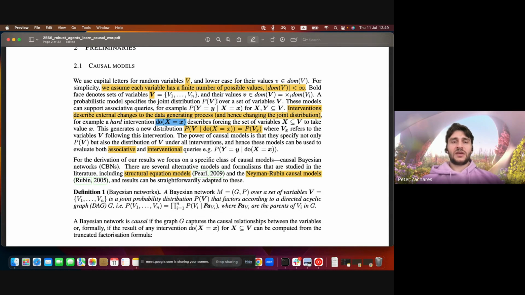And say your causal model is a combination of a joint distribution over these variables, and then a graph G. We'll get into the graph in a second, but what they say is these models can support associative queries, which are just conditional queries. So say you take some subsets of boldface V, maybe you ask what's V2 conditioned on V1. You can also figure that out from knowing the joint distribution, which is trivially true.